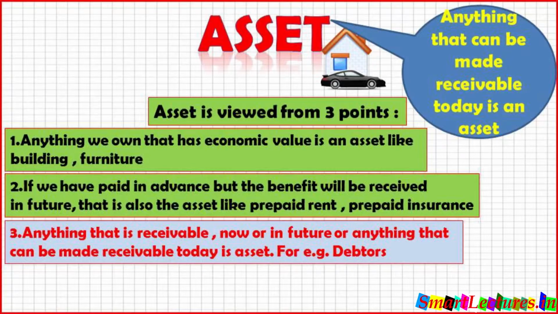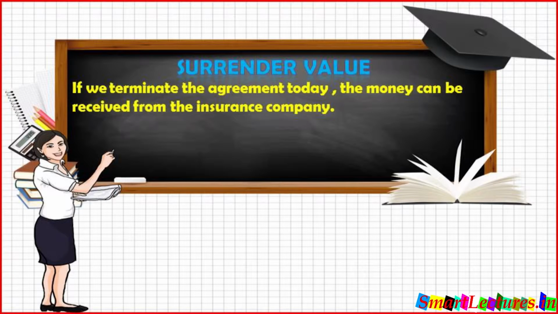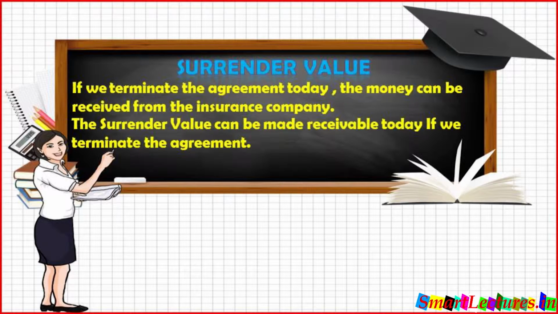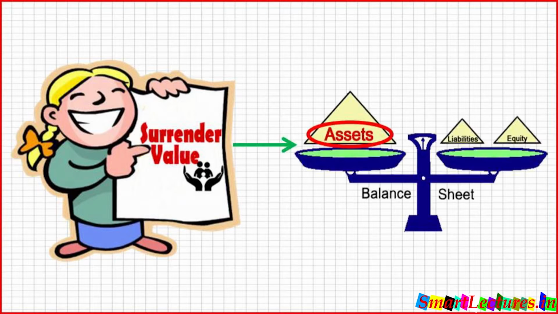In this category, the surrender values of the joint life policy will fall, because surrender value means if we terminate the agreement today, this money can be received from the insurance company. It means this surrender value can be made receivable today if we terminate the agreement. It means the surrender value of the joint life policy can be shown as an asset in our balance sheet. Let me explain the whole concept through this question.